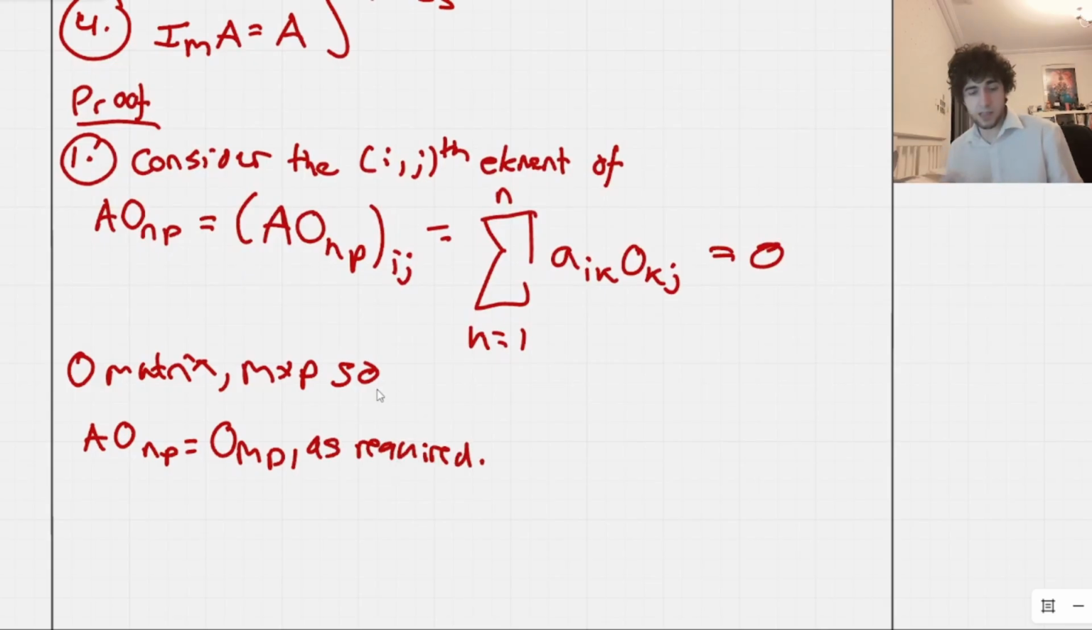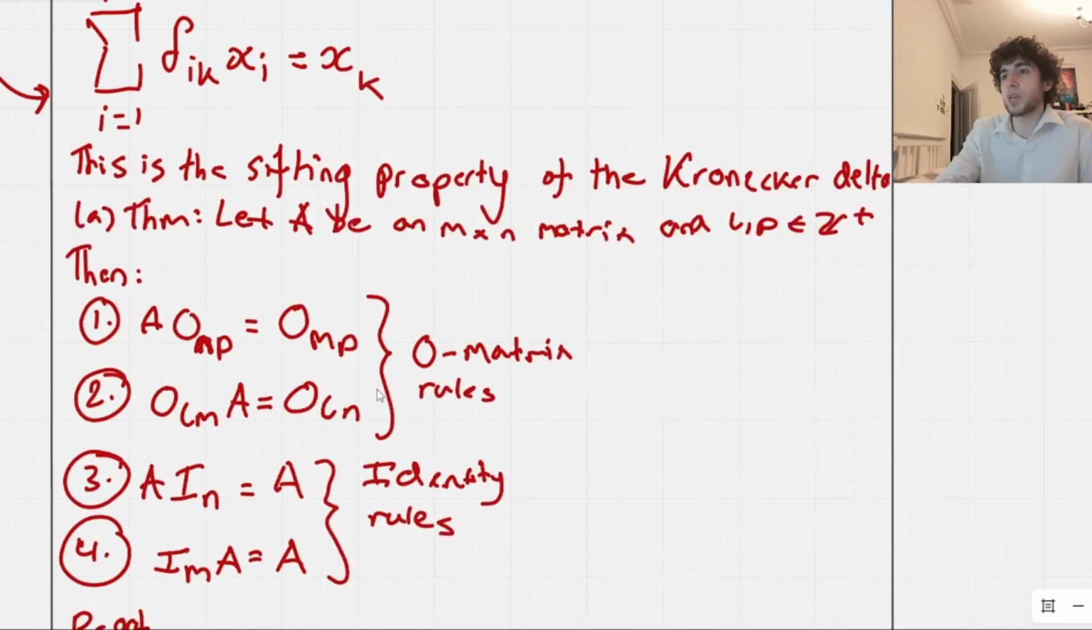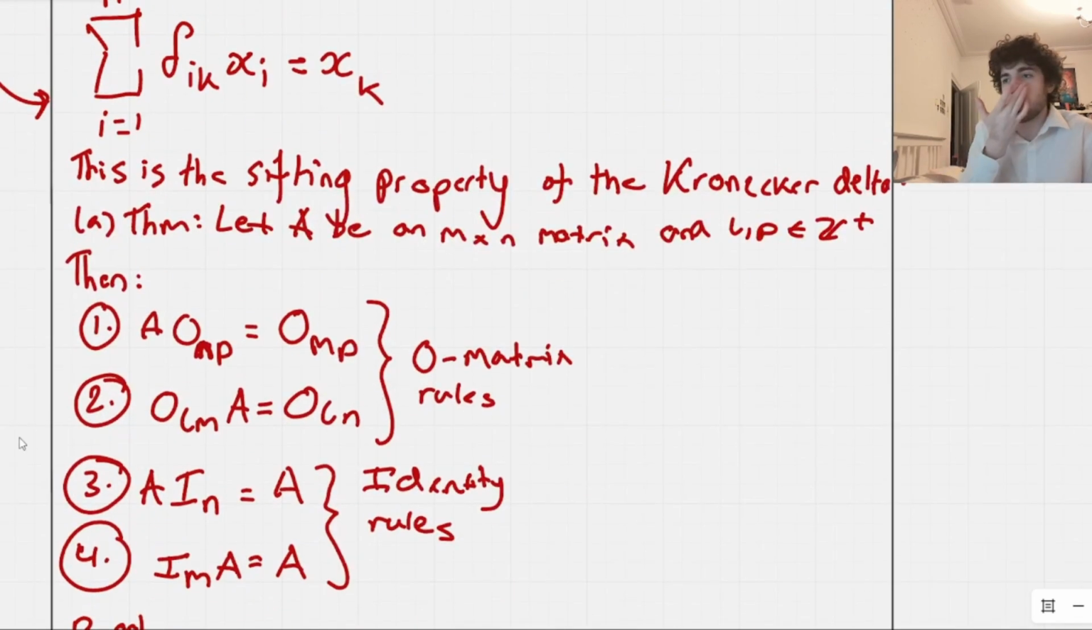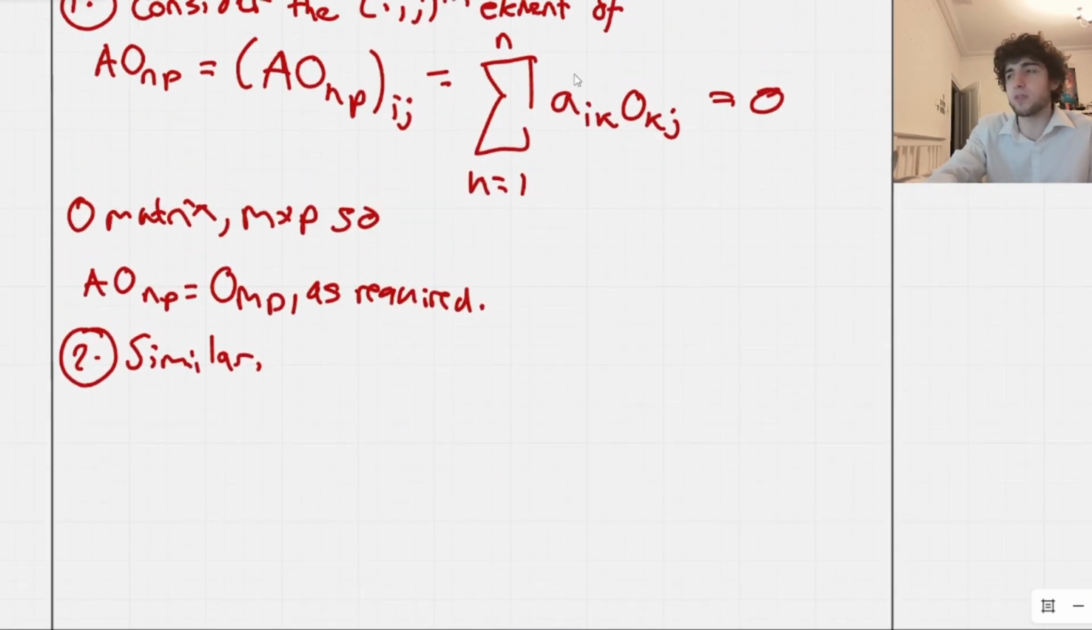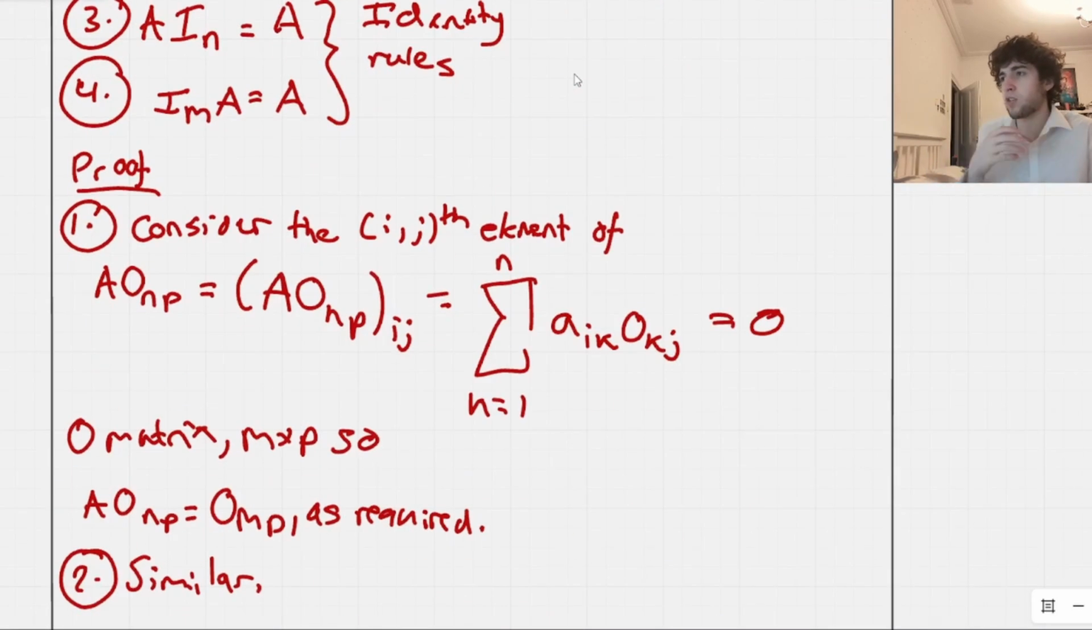And so number 2 is exactly the same argument. Okay, similar. I say similar, it's literally exactly the same. You're just doing it the other way around. 0_lm times A. Obviously, you need to be aware of the dimensions so that the product actually exists. It's the same idea, except you're just going to swap these two terms around.